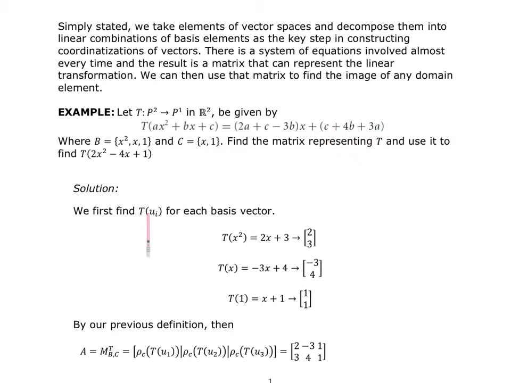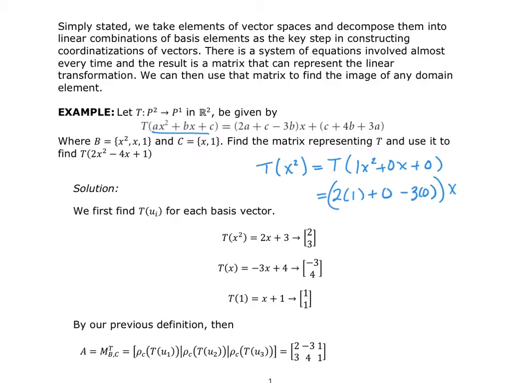So the first thing we're going to do is find T of u, so the transformation of each one of the basis vectors of B. What that means is I'm going to put x squared into my transformation. This is the same thing as T of 1x squared plus 0x plus 0, so that I can make it similar to this. And what will come out is 2 times a, which is 1, plus c, which is 0, minus 3 times 0, which is b, and we multiply that by x.